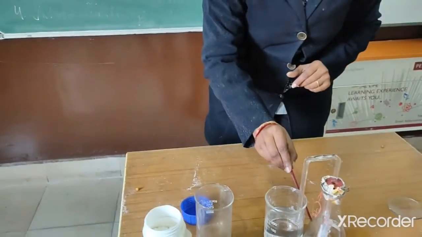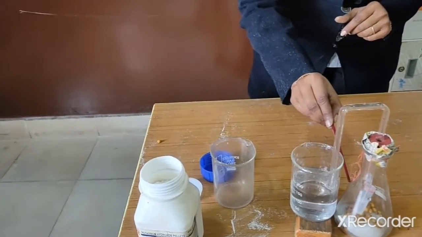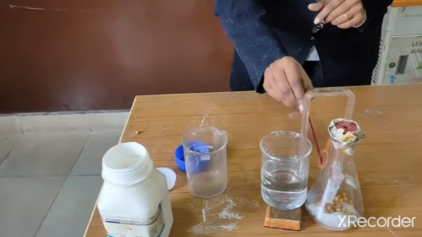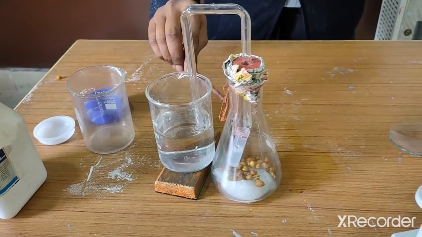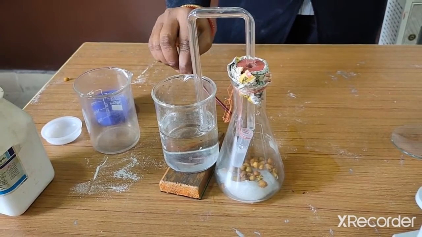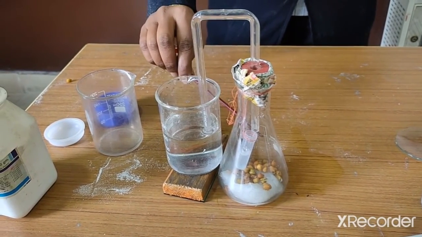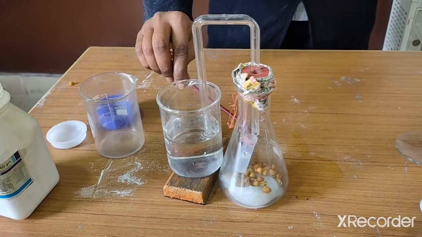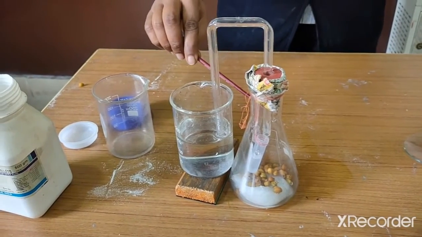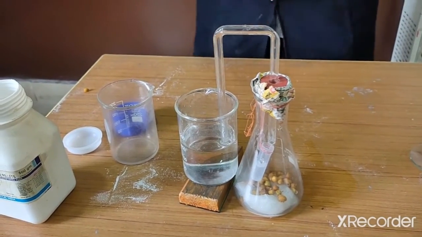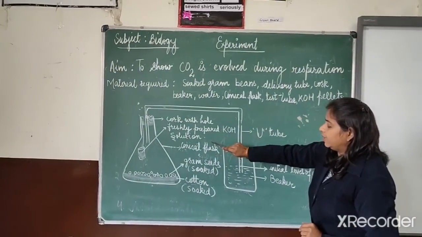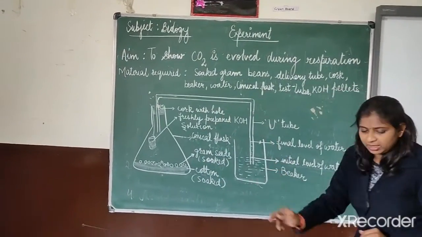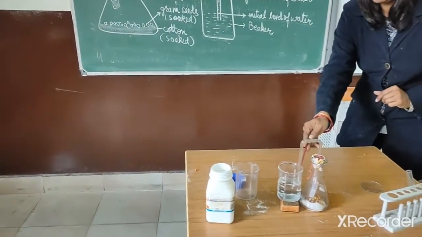Now we have taken KOH, freshly prepared KOH, as you can see. Why have we taken KOH? Because when the carbon dioxide evolves, because these are the seeds, you all know respiration will be there. They will respire, and when they respire, what will happen? Carbon dioxide is released. Now you can see it here, and it will help you to understand in a better way. This is the same setup, as you can see.